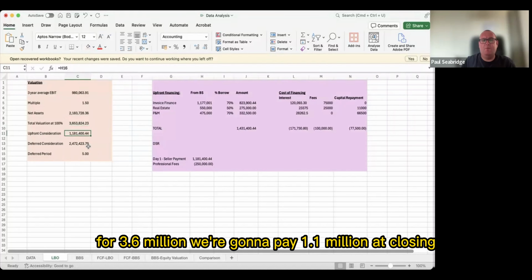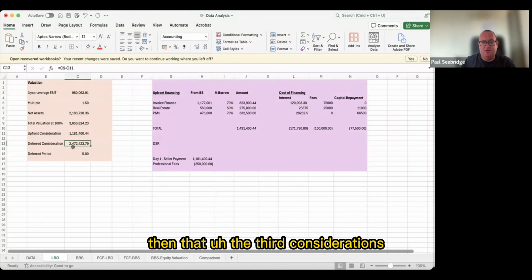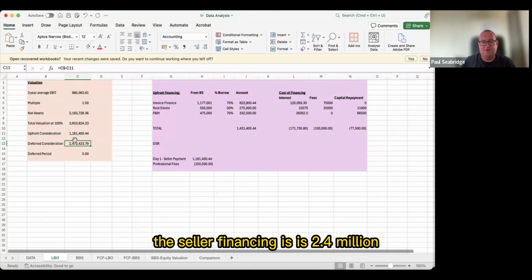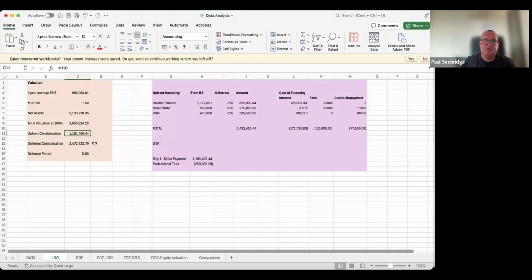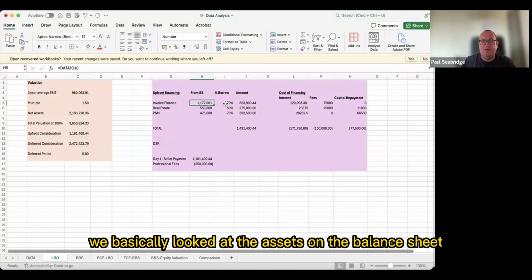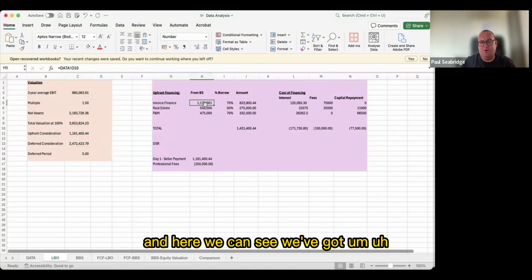We're going to pay 1.1 million at closing. Then the deferred consideration, the seller financing, is 2.4 million, which is payable over 5 years. In terms of how we came up with that up front, we've basically looked at the assets on the balance sheet, and here we can see we've got invoice finance.